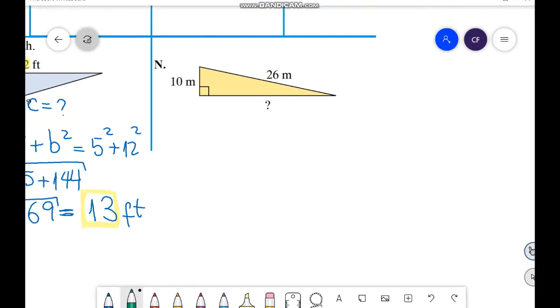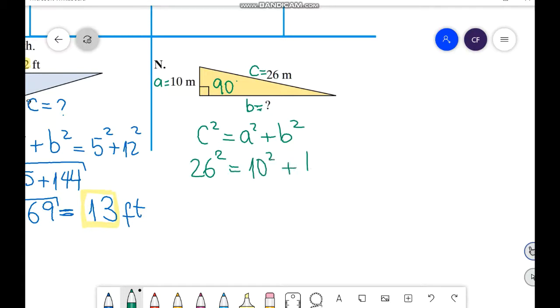we will apply again the Pythagorean Theorem formula, but check this out. Now what's missing? This is the right angle, and the hypotenuse is opposite to the right angle. This is one leg, this is another leg. Now what's missing is one of the legs. So when you apply the formula, c squared equals a squared plus b squared, you're going to substitute the values. We have c, 26 squared. You have a, 10 squared. We don't have b.